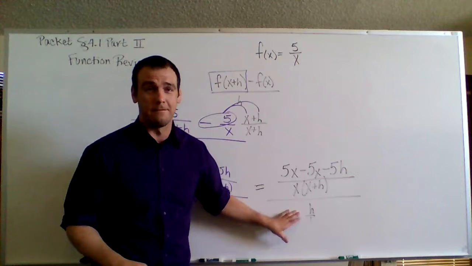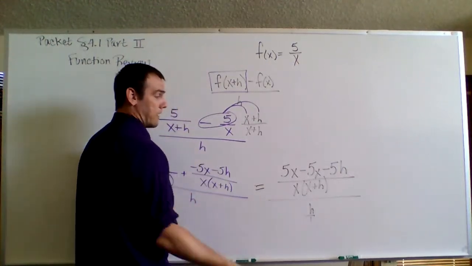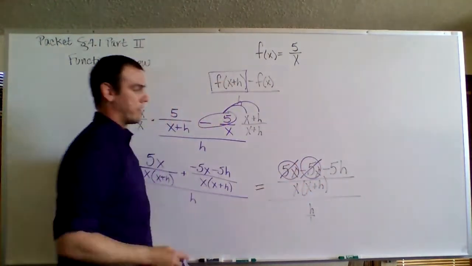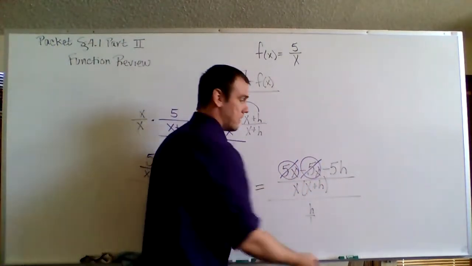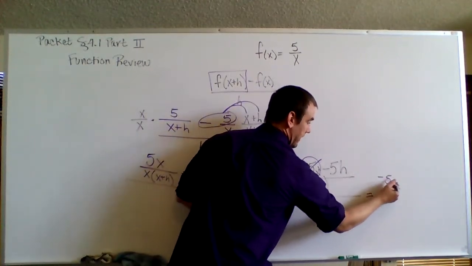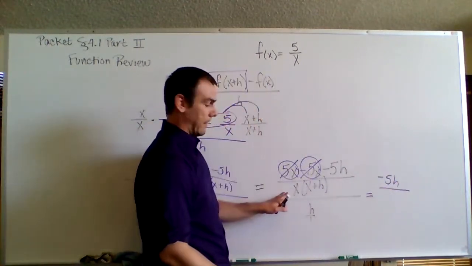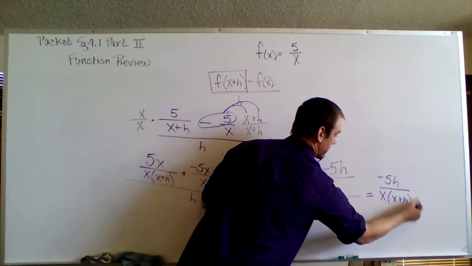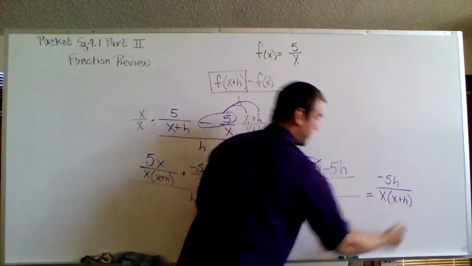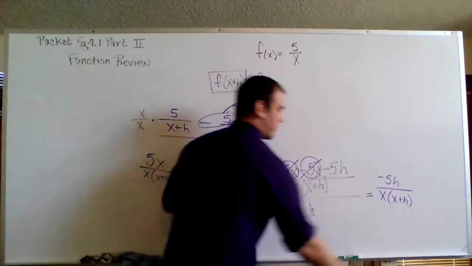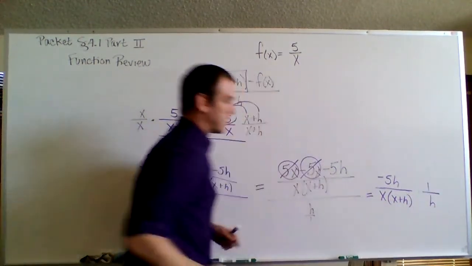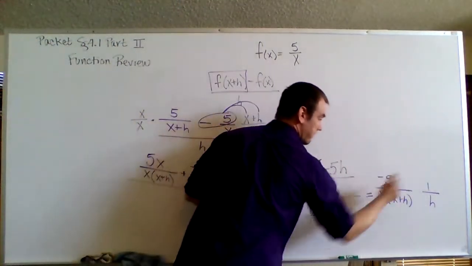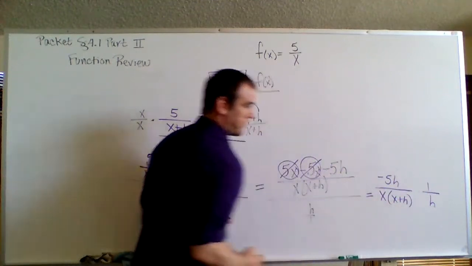We can do a little copy dot flip. I do notice that my 5x will cancel my negative 5x, so I'll make my life a little bit easier here. So now I've got negative 5h over x times x plus h. Now it's a little bit of copy, a little bit of dot, a little bit of flip. There we go. You can combine this as one fraction here if you wanted to.